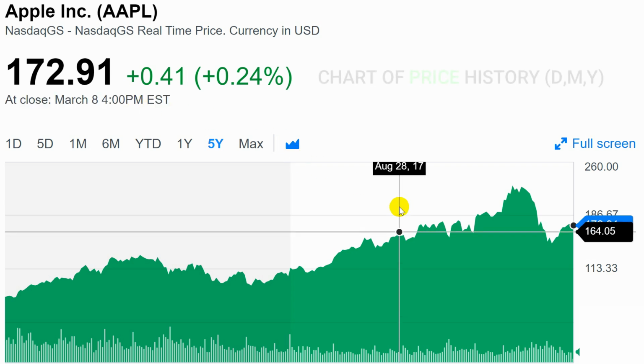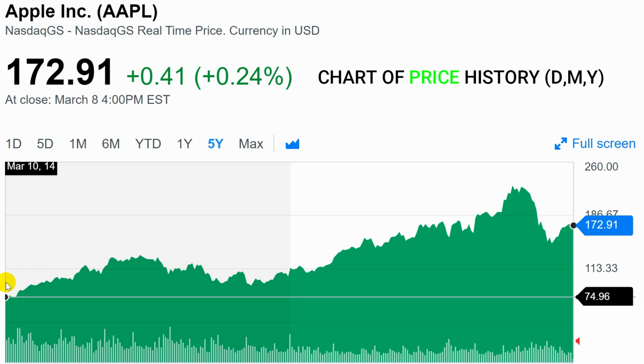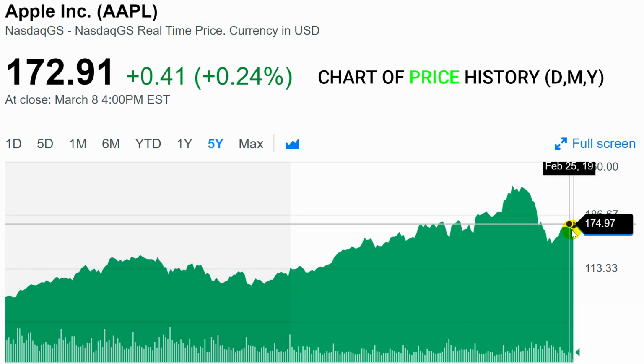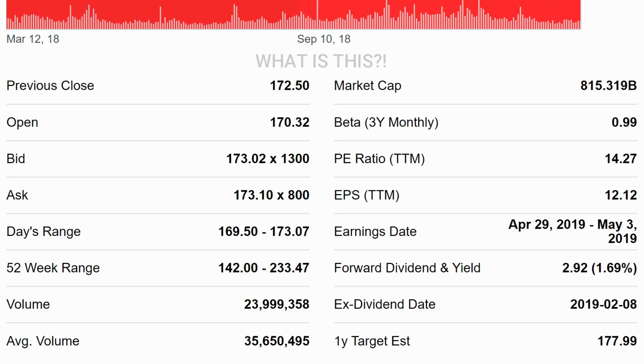Then we have the actual chart of the price. If you click the 5-year, we can see the price over the 5 years. At the lowest it was $74, and right now it's $172. If you click the 1 year, it shows that it's actually down for the 1 year. Scrolling down, we can see a lot more information. Let's see what they all mean.